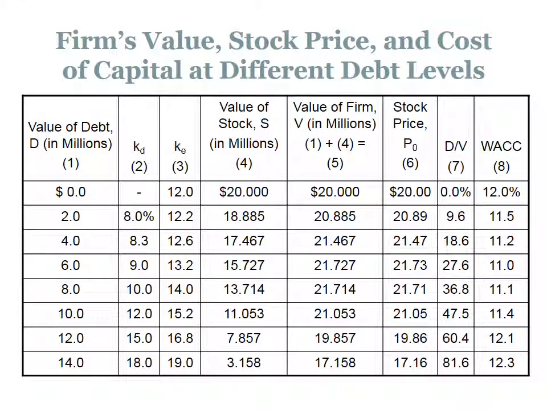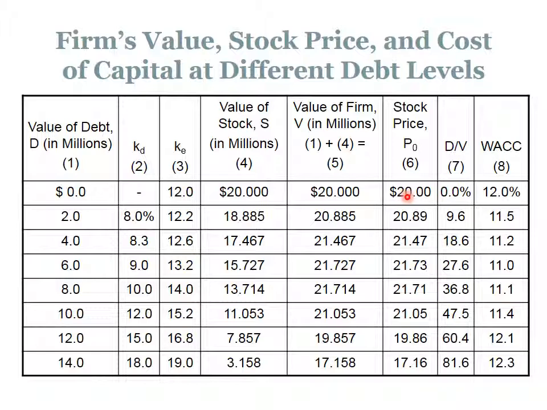Some people might prefer to see it in numbers. So here, just very quickly, is the little table that I put together. If we have a firm that has no debt at all, so we don't have any cost of debt here, their cost of equity is 12%. Let's say that their stock is worth $20 million. This is all given right now. So the value of the firm is $20 million. It's the value of the debt plus the value of the stock. So it's $20 million.